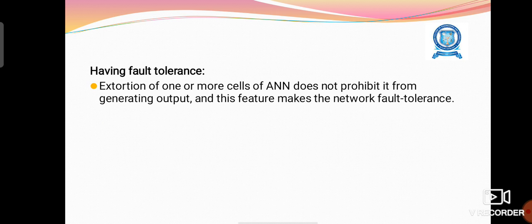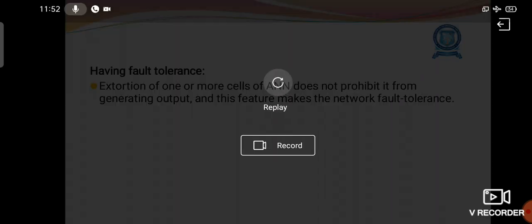Having fault tolerance. Corruption of one or more cells of an ANN does not prohibit it from generating output, and this feature makes the network fault tolerant. So that's all about the introduction of artificial neural networks.